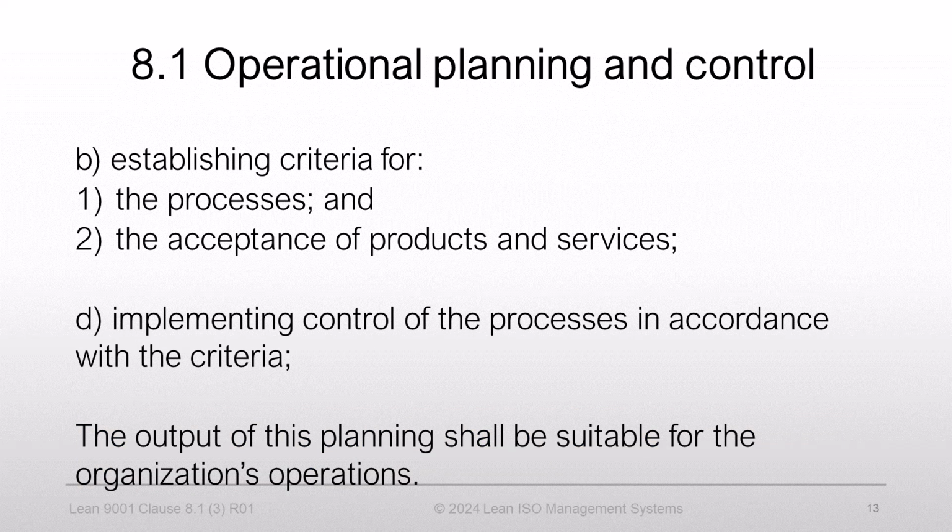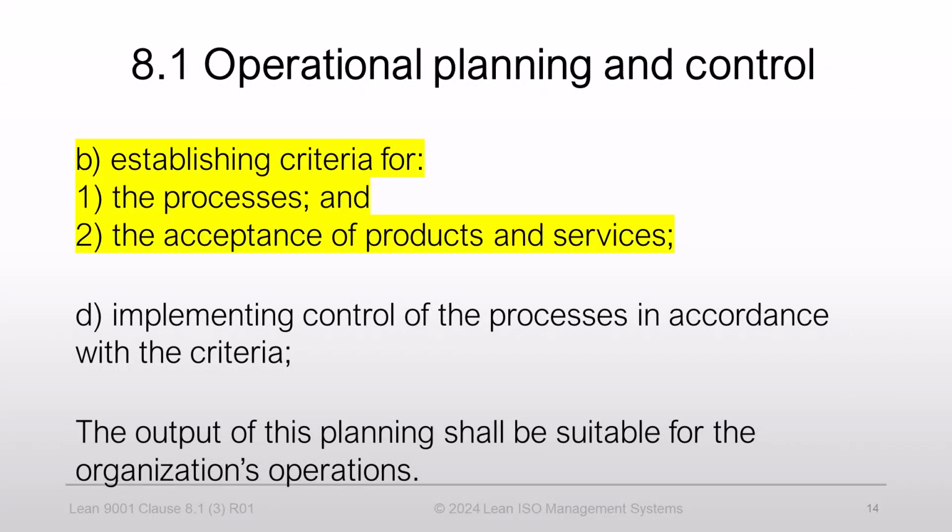Now, let's summarize the unique topics we must address in clause 8.1. Let's start with the process criteria and the acceptance of products and services. There are many stages where we define these requirements: customer requirements, design output, purchase orders, and others. At this stage, we will talk about the requirements for product realization.